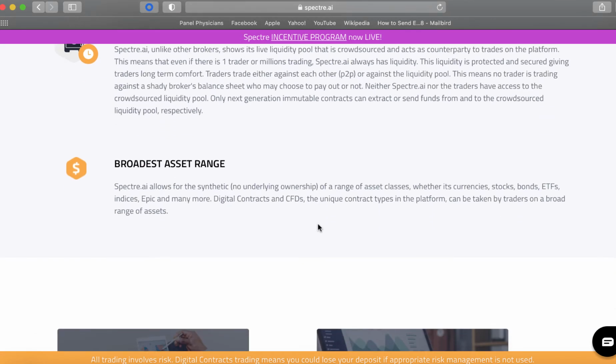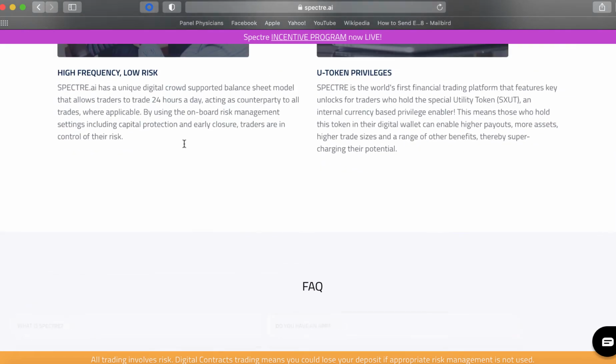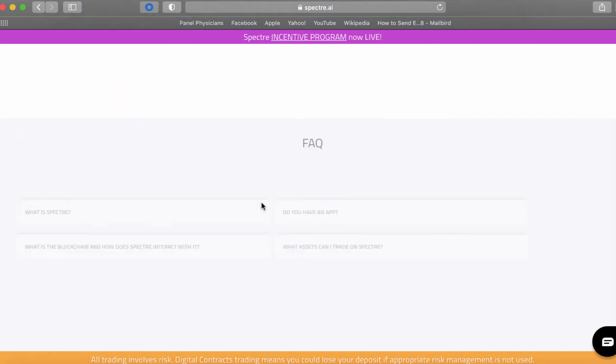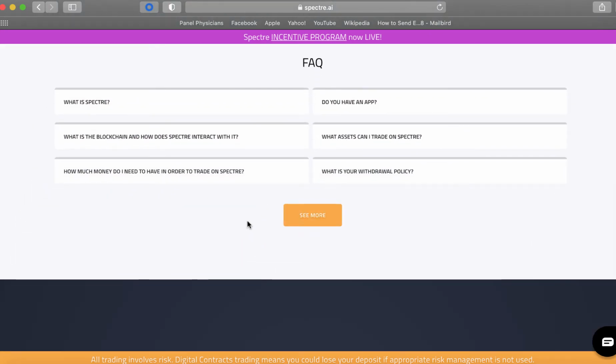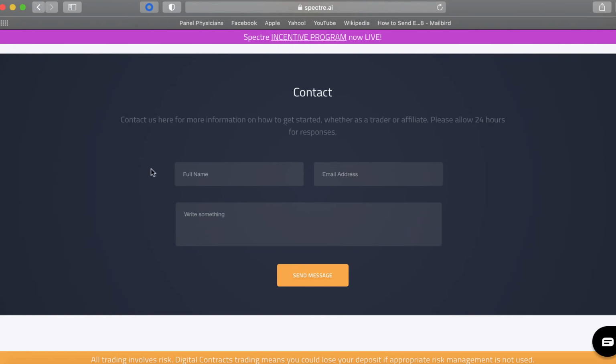It's just another very good thing about Spectre that they have a lot of assets. So they have currencies, they have stocks, indices. In fact, they also have reverse futures, which we'll go over as well. And they have something called Epic. We'll go a little bit into that later. So this is the front page, very, very easy to navigate through, and it explains everything.